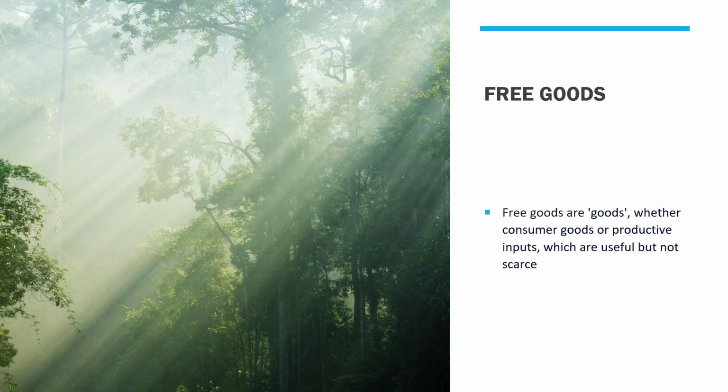What are free goods? Free goods are goods, whether consumer goods or productive inputs, which are useful but not scarce. They are in sufficiently abundant supply that all agents can have as much of them as they wish at zero social opportunity cost. Examples of free goods are air and sunlight. Unlike economic goods, free goods have no cost because they are not traded in marketplaces. Economic products have a price based on supply and demand, reflecting their scarcity.